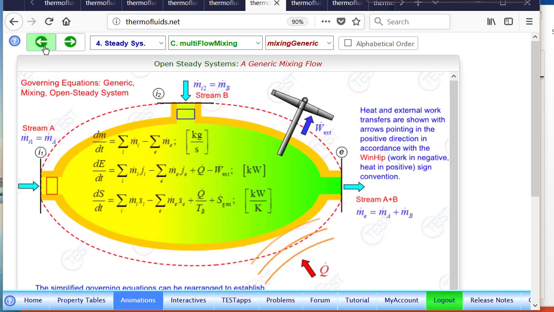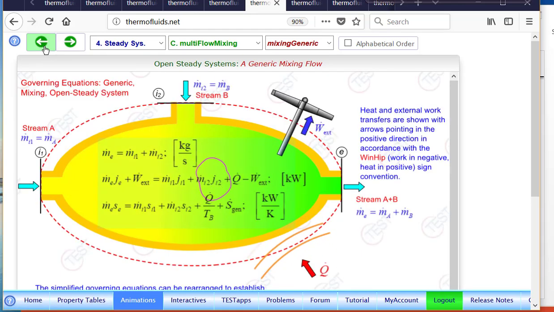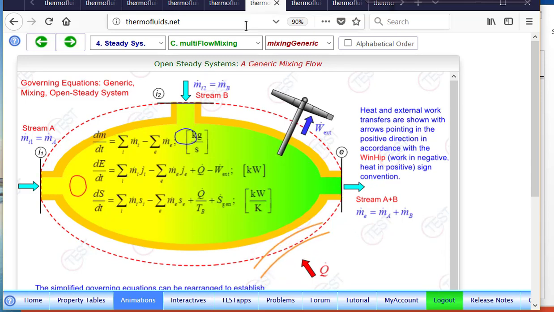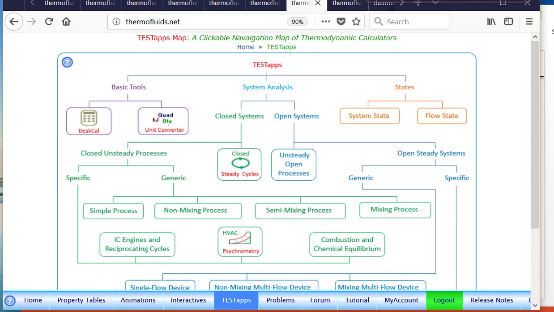And again, the energy, entropy, and mass equation will be slightly different for a mixing chamber. So with that background, let's go quickly make up a problem and solve. Let's say we want to solve a system involving a turbine, a steam turbine.